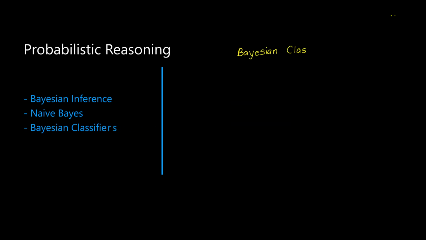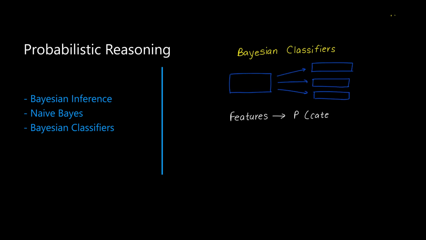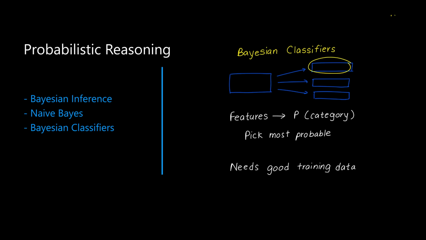Bayesian classifiers use Bayes' theorem for classification tasks. Given features of an unknown item, what's the probability it belongs to each category? Pick the most probable category. This approach works well when you have good probability estimates from training data.